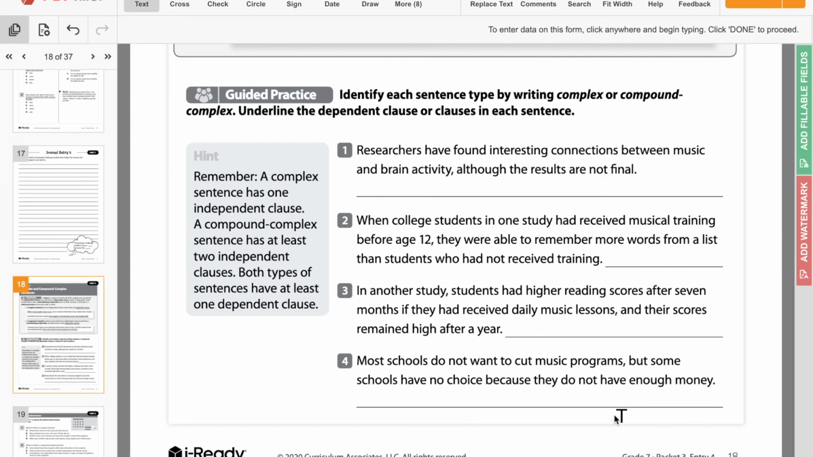It says identify each sentence type by writing compound or complex or compound complex. Underline the dependent clauses in each sentence.